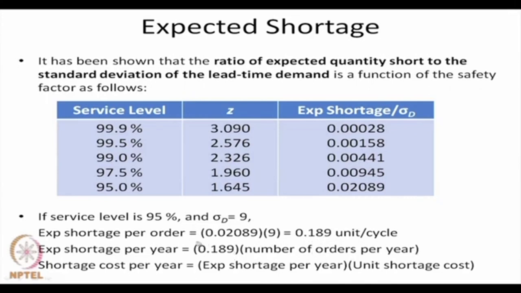So, expected shortage per year is 0.189 into the number of orders per year. One can thus find out the actual number of units short in a year, the expected number of units short per year. So, if the number of orders per year is 10, then 0.189 into 10 is 1.89, those many units are short.